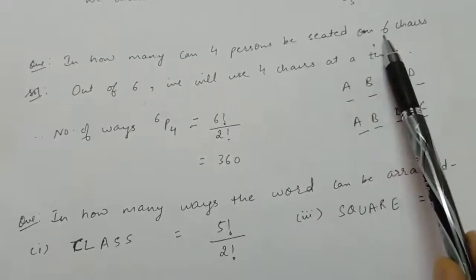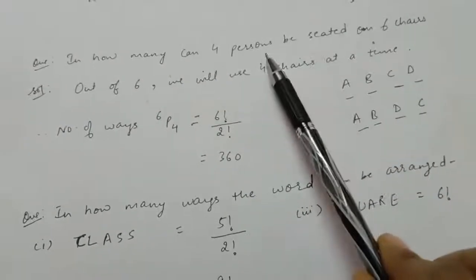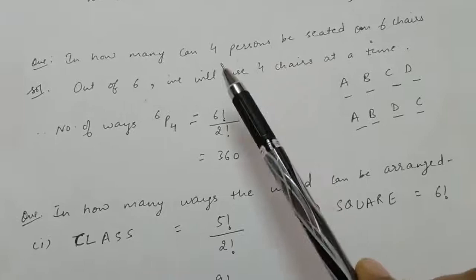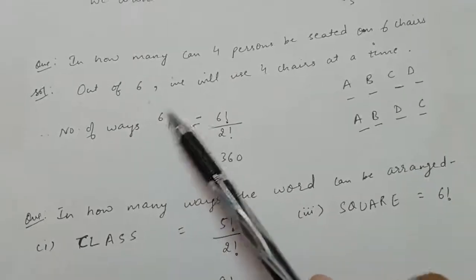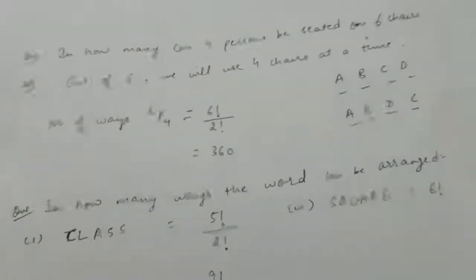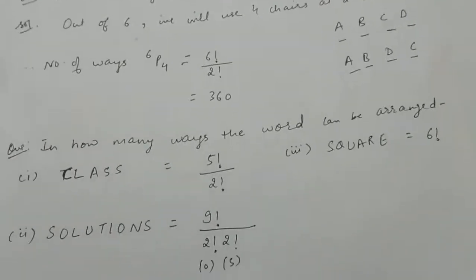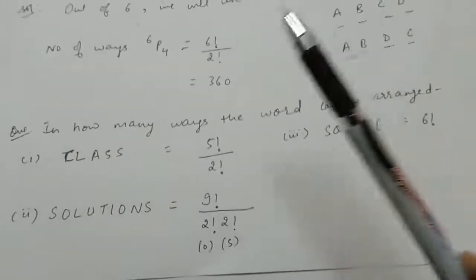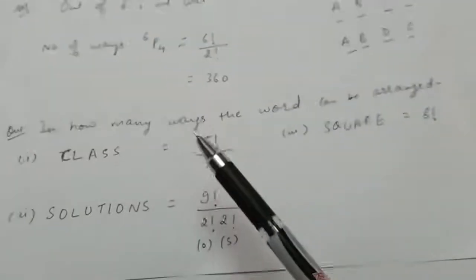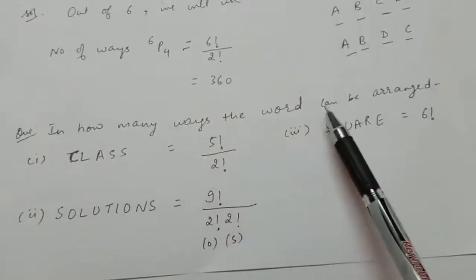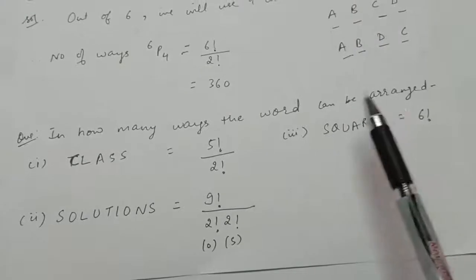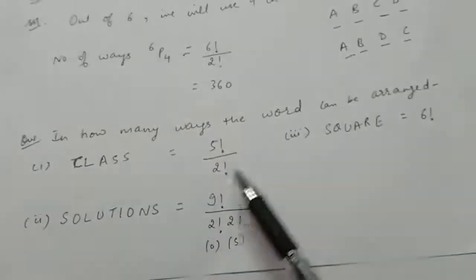Also see, out of 6 chairs, 4 persons will sit on 4 chairs. So at a time, out of 6 we will use 4 chairs only, and also we have to arrange, therefore we will use permutation. So the answer will be 6P4. Clear? Now in how many ways can the letters of these words be arranged?